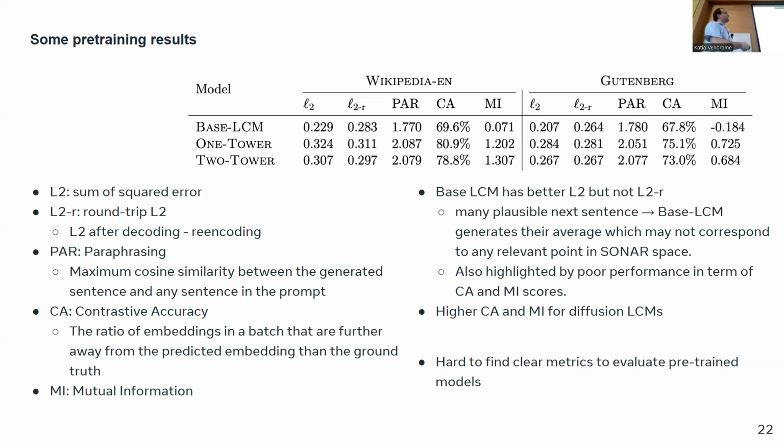Okay, so here basically what we see is that the base ACM tends to generate closer vectors than the other models, but in the end, when you look at the mutual information, for example, or the contrastive accuracy, you see that the content of these vectors is less related to the expected output, right? And we see that for both data sets here. Conclusion: this should be taken with a pinch of salt, I would say, because it's really hard to find metrics in the embedding space that really make sense and are meaningful to evaluate the pre-trained modeling.